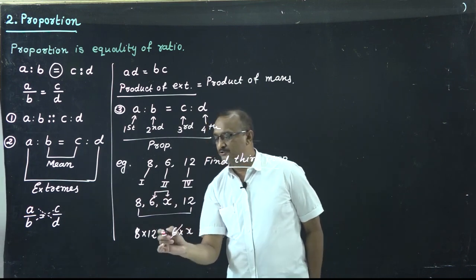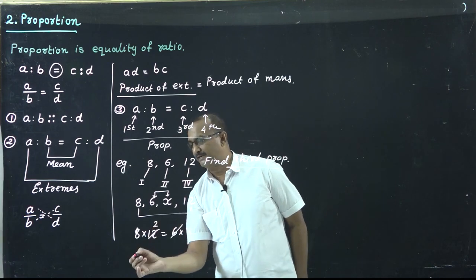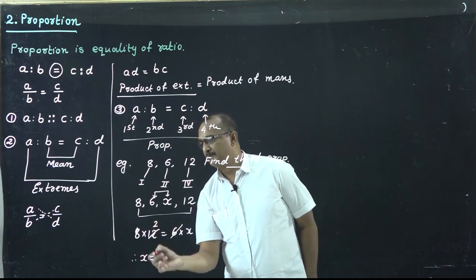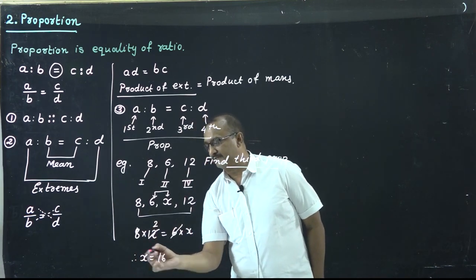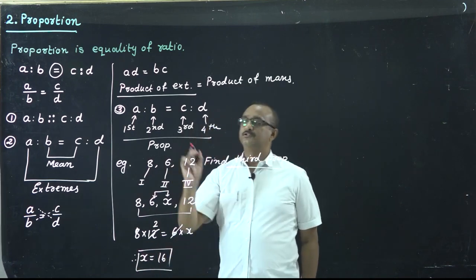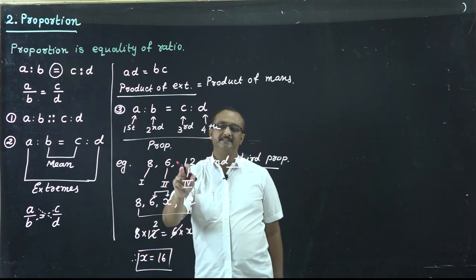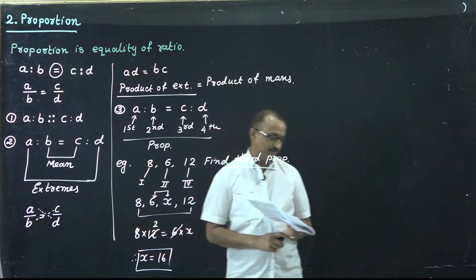Okay. 6 twos are 12. So, x is equal to what? 8 twos are 16. So, the third proportional of this question is 16.